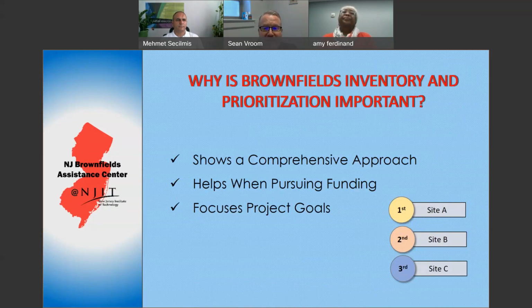So before we get into the details of using GIS and remote sensing to conduct brownfields inventory and prioritization, I wanted to discuss why inventory. Oh, I already covered that. I'm sorry. So you can see here, from a planning perspective, it shows a comprehensive approach. It helps when pursuing your funding sources, as I mentioned earlier, and it focuses your project goals.